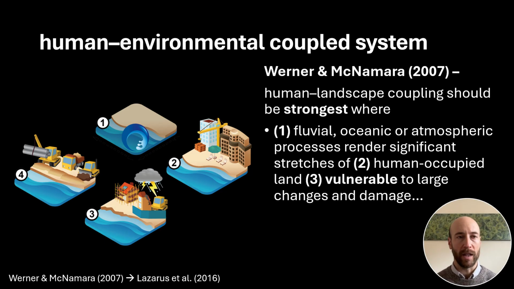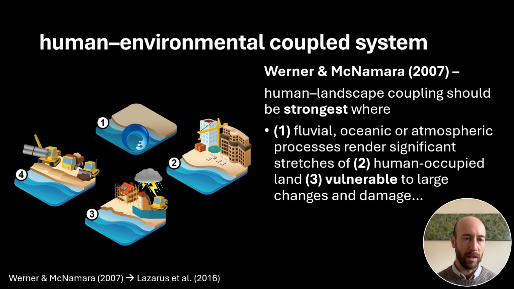So to my mind, the most precise and complete definition of a human environmental coupled system, or in their case, they called it a human natural coupled system, comes from Werner and McNamara, Brad Werner, Dylan McNamara, from a paper in 2007 in Geomorphology. And the definition is effectively this: human landscape coupling should be strongest where fluvial, oceanic, or atmospheric processes render significant stretches of human-occupied land vulnerable to large changes and damage.